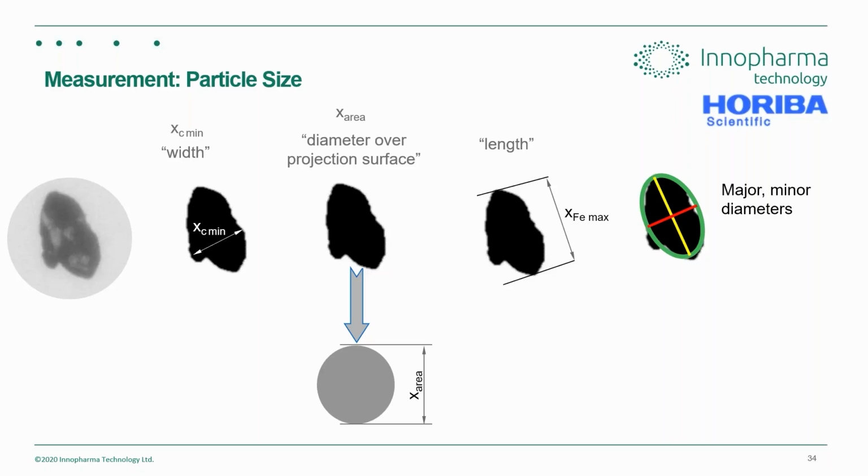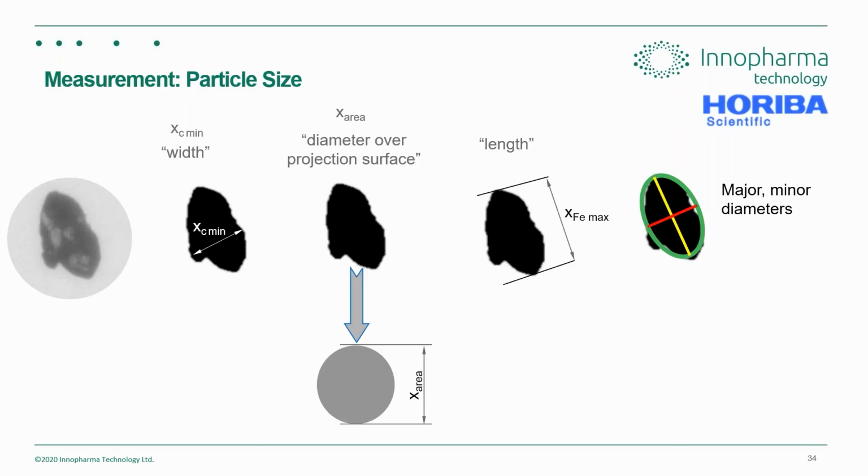So XC min, which is like a minimum chord width of a projected particle, is what we're looking at here. This is very useful for actually comparing to sieve analysis. So sieve analysis, as a traditional method, is the most used particle size determination method in the world, but it does have its drawbacks. You could imagine this long particle can actually fall through a sieve, so it'll be classified as a certain size of falling through a mesh, but it's actually much longer than what you're seeing. So XC min, taking the shortest chord length, is typically very comparable to sieves.